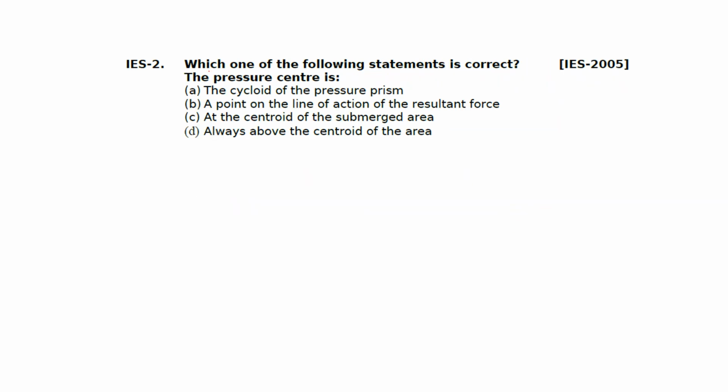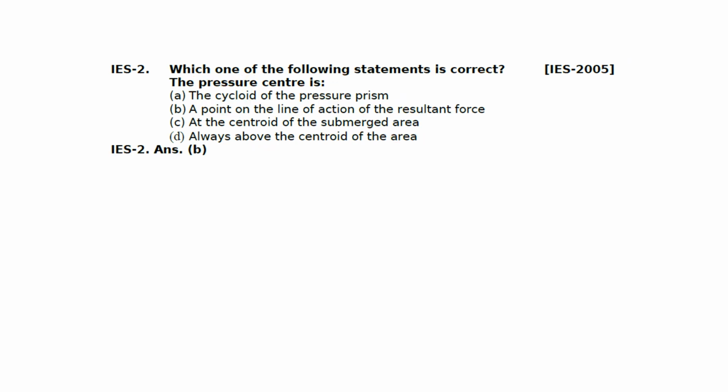Next question, which one of the following statements is correct? The pressure center is a point on the line of action of the resultant force, or the centroid of the submerged area, always above the centroid of area. So the pressure center is a point on the line of action of the resultant force. The answer is B.